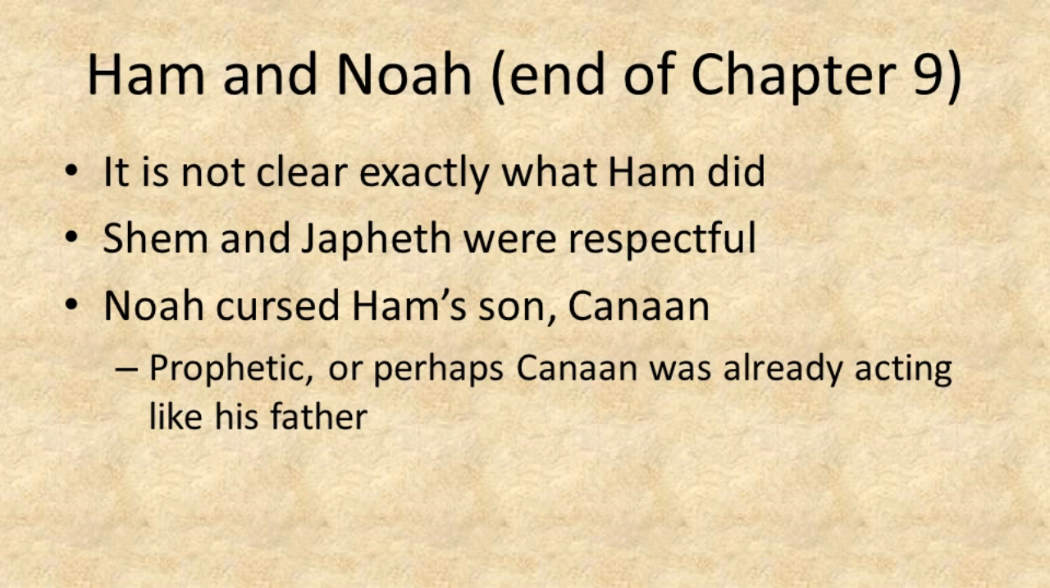Now we have a strange story here at the end of chapter 9 with Ham and Noah. I'm not going to go over the details of the flood. You all know that, how he was in there, and sent out the birds. So here's Noah. Noah began to be a farmer, and he planted a vineyard. He drank of the wine, and he was drunk. And he became uncovered in his tent. And Ham, the father of Canaan, saw the nakedness of his father and told his two brothers outside.